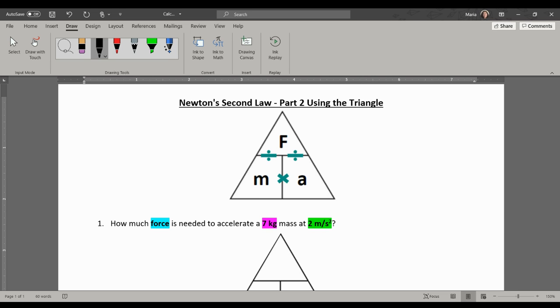Today I'm going to go over how we can solve for force, mass, or acceleration using Newton's second law. In this part 2, I'm going to go over how we can do this using our triangle.